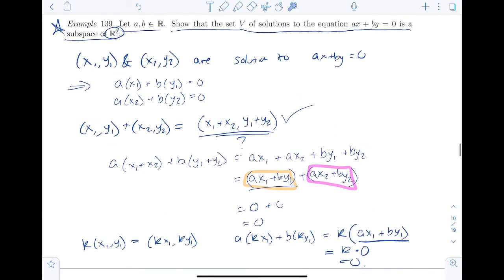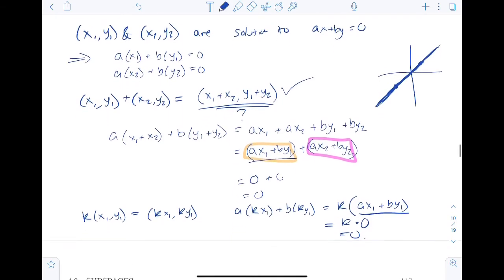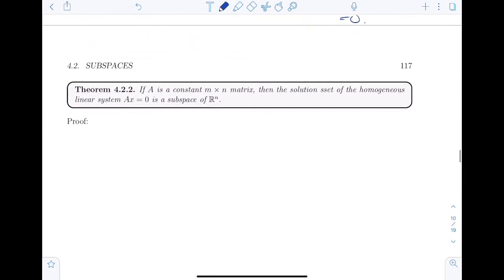So, in fact, if you have a line that goes through the origin, this is kind of cool. If you have a line that goes through the origin, then the set of points on this line form a vector space. That's really cool. Anytime you take a point on this line, add it to another point on this line, you get another point on this line. Fun stuff. Okay, now let's expand that a little bit bigger.